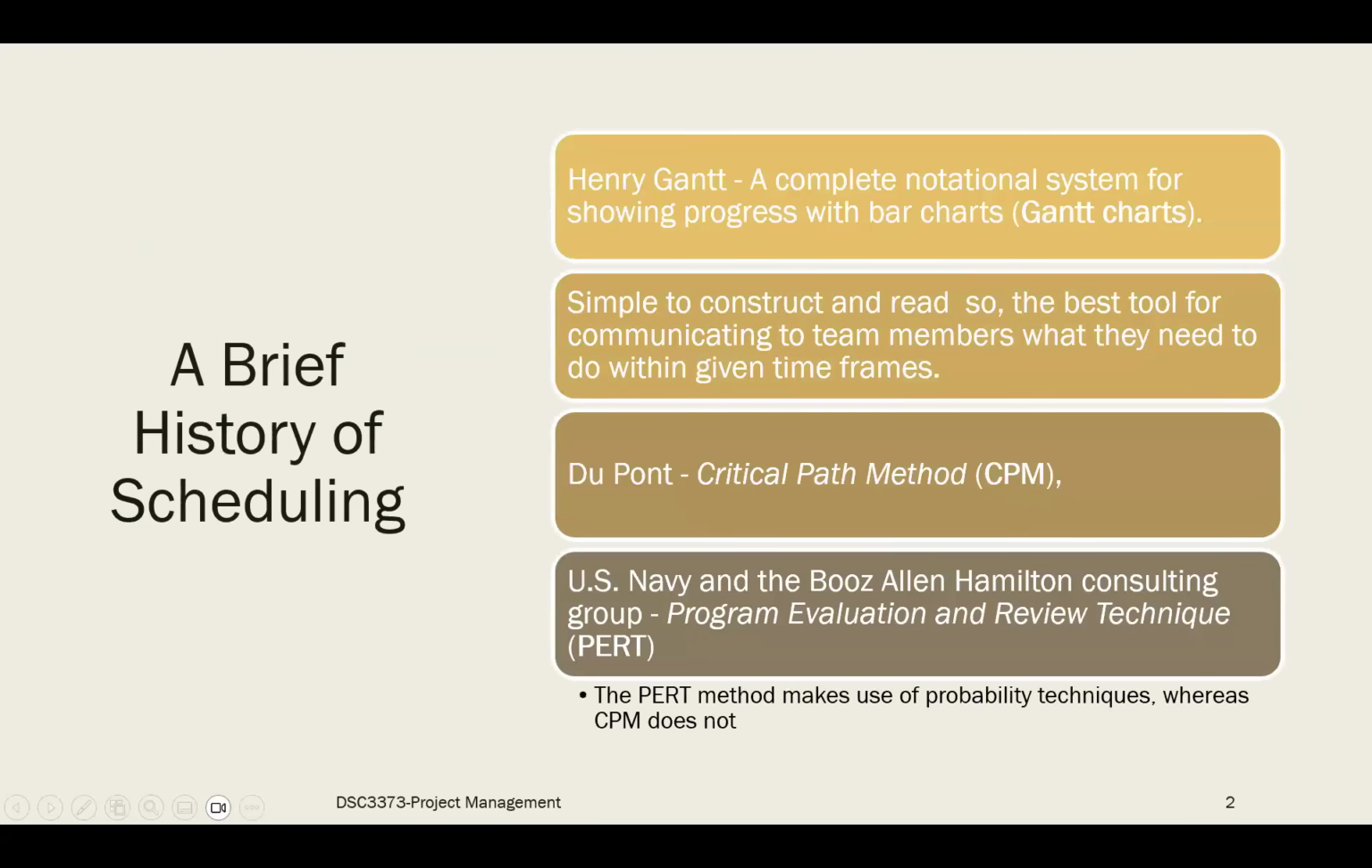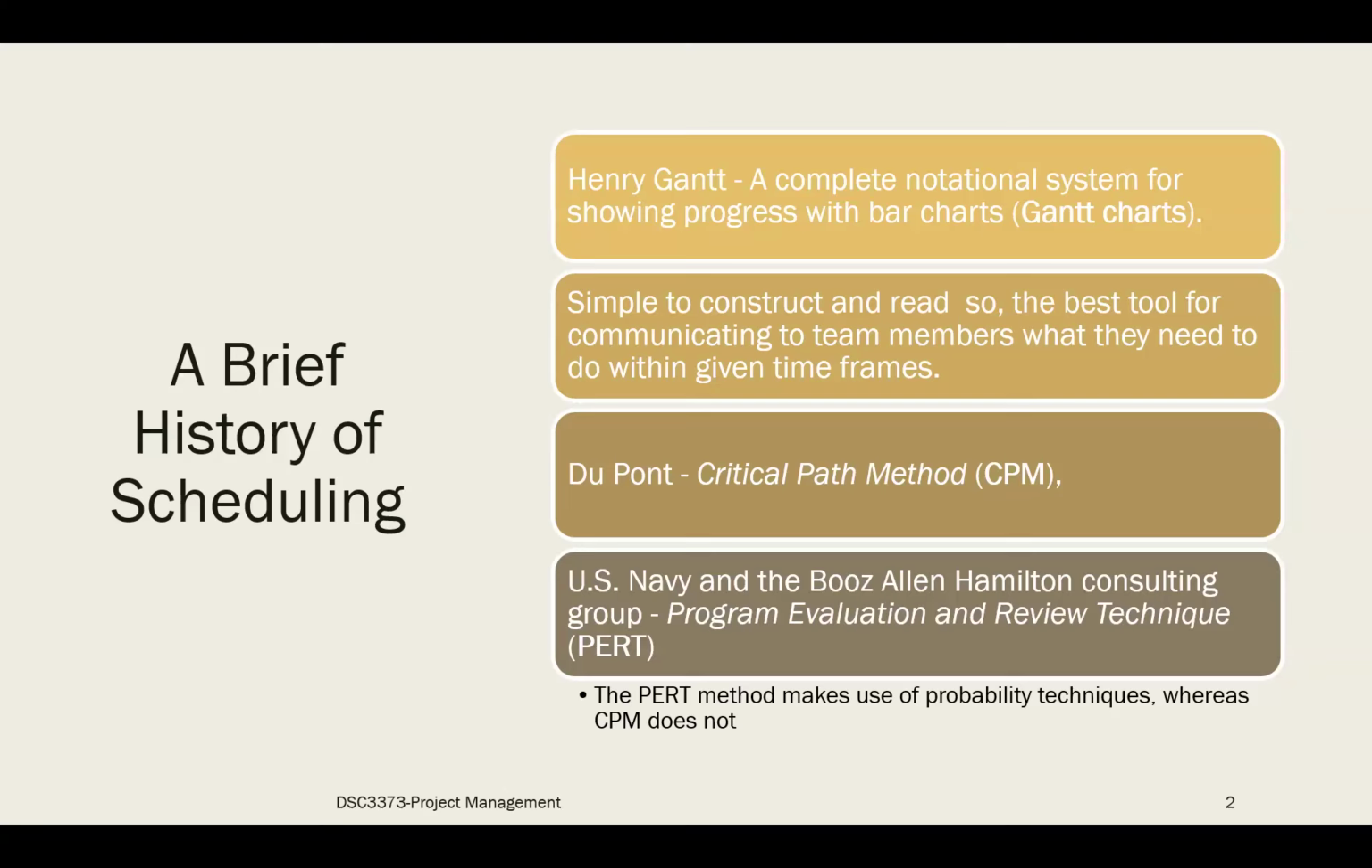Right. So before we go into the hard part, a little bit of history. Scheduling was first introduced by Henry Gantt. He was the person who came up with the Gantt charts, which are used up to date in project management. It was a simple and easy to understand tool for communicating the schedule to the team members and what they had to do within the given time frame. Right. And then DuPont came up with the critical path method.